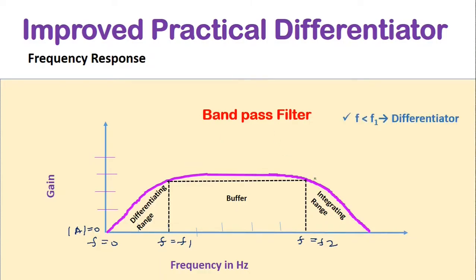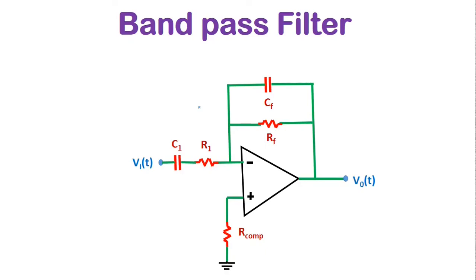So when frequency is less than f1, the circuit will act as a differentiator, and when frequency is between f1 and f2 the circuit will act as a buffer, and when frequency is greater than f2 the circuit will act as an integrator. Since these characteristics are similar to the characteristics of a band pass filter, the improved practical differentiator is a band pass filter which consists of a high pass filter in the input side.